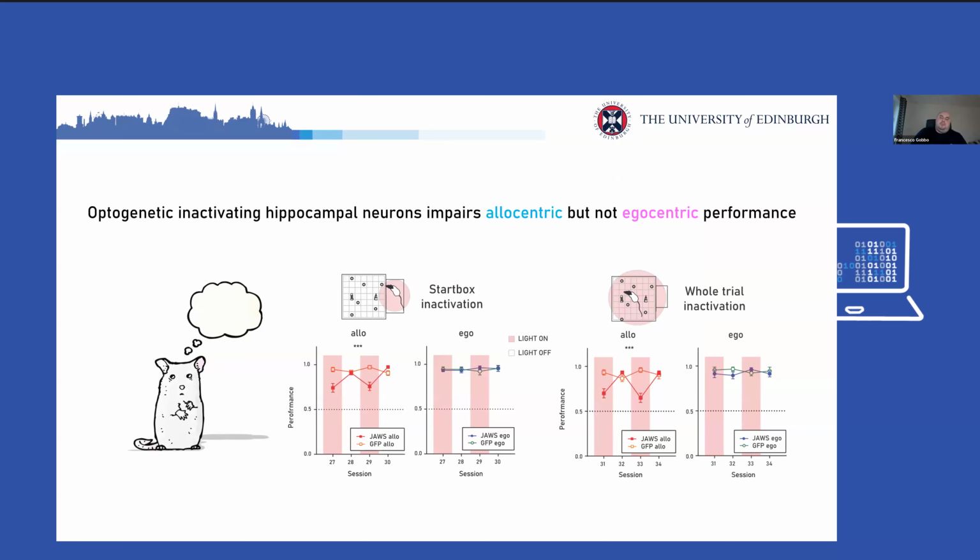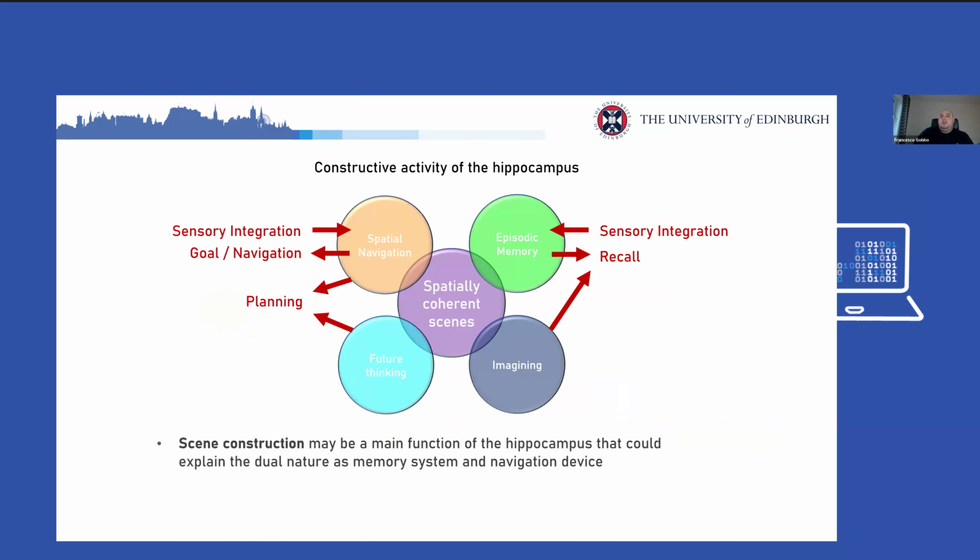So what we found is that the optogenetic inactivation of hippocampal neurons impairs the performance in animals that are solving the task using allocentric strategies. But strikingly, animals that were using egocentric strategies were pretty much unaffected by it. And when we inhibited not only the decision-making time point in the start box, but the whole trial in the arena, the performance dropped even further, demonstrating that the allocentric task is dependent on the hippocampal activity, while the egocentric task is not.